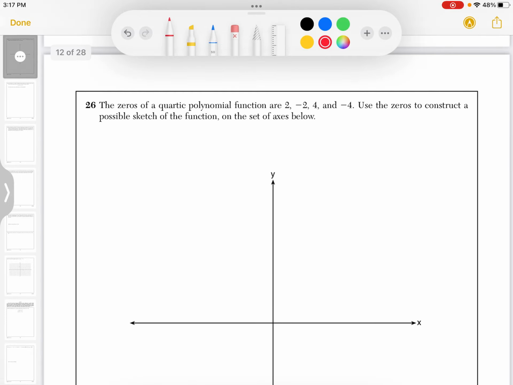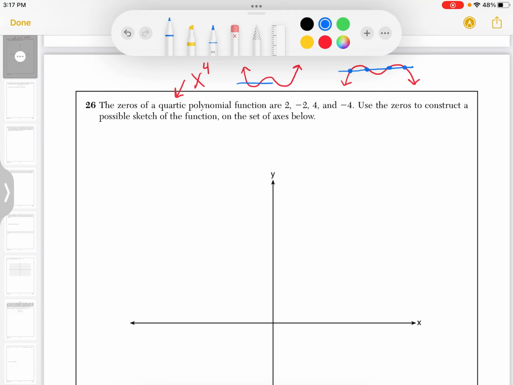It's a graphing question. It says the zeros of a quartic polynomial function are 2, -2, 4, -4. Use the zeros to construct a possible sketch of the function on the set of axes below. So I have to remember what a quartic function is. Quartic means x to the 4th, and what a quartic function looks like, just as a quick sketch, is a W-shaped graph, or if it's a negative quartic, it would be kind of like an M-shaped graph. But the overall idea is that if my axis is here, it has 4 roots.